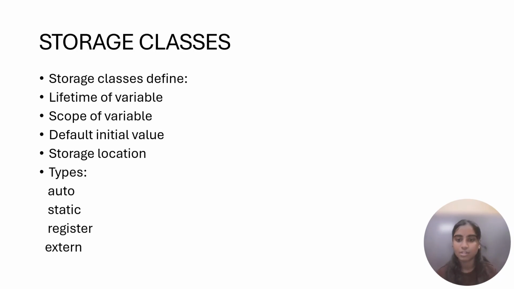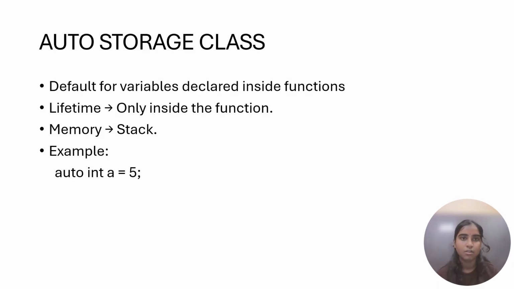So now let's discuss storage classes. Storage classes define the lifetime of a variable, scope of a variable, default initial value, and storage location. The types are auto, static, register, and extern. The auto storage class is the default for variables declared inside functions. Lifetime is only inside the function. Memory is the stack. Example: auto int a equals 5.